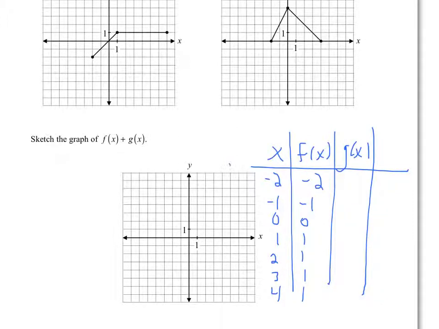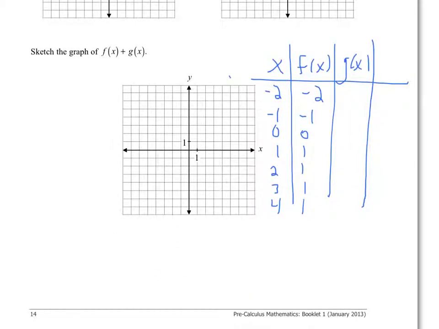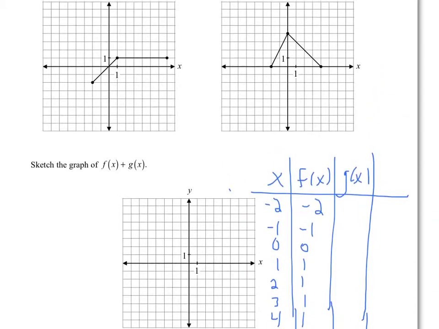So, and how far does it go? 1, 2, 3, 4, 5, 6. It'll go all the way to 6. Not sure if we're going to need all these values, but I'll put in 5, 1, and 6, 1. So that's my first graph with the appropriate values. Now I'm going to look at my second graph.